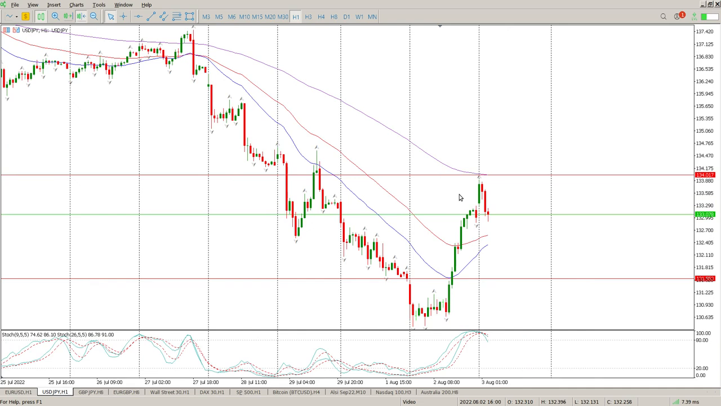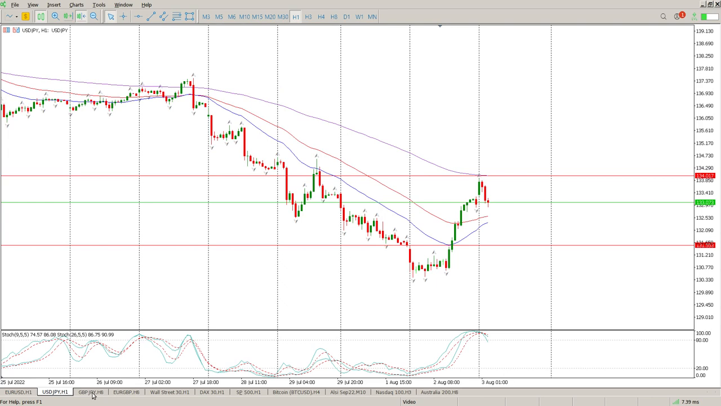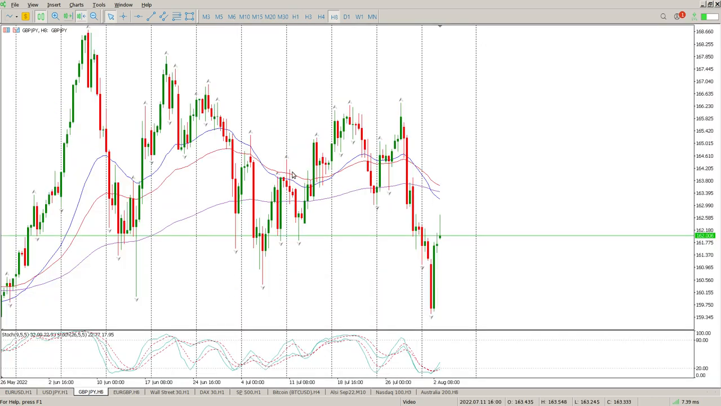And I have a feeling that is going to be non-farm payrolls on Friday. So I'm sitting on hands on the dollar at the moment. We wait for the data to come out.